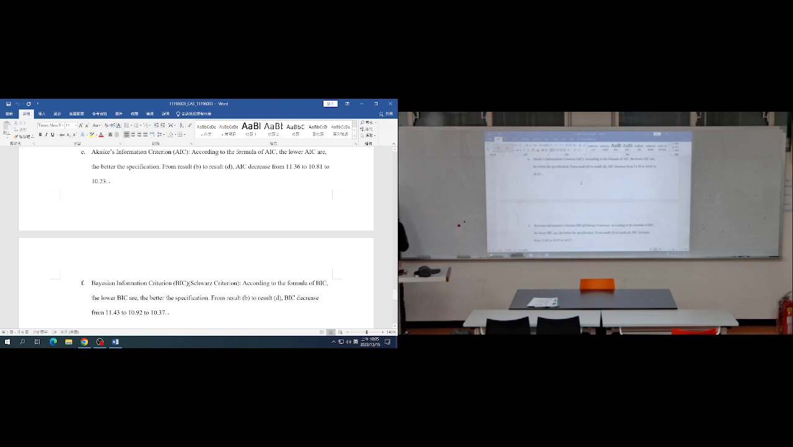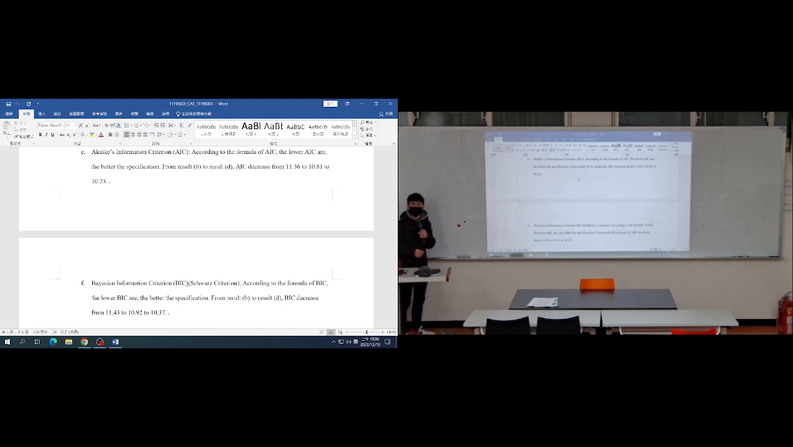Is there a formula for that? Actually, we do have the formulas for BIC and AIC shown in the textbook, but since the computer output already shows the numbers, you can check it by yourself. But you may not have all the information and formulas needed. Okay.